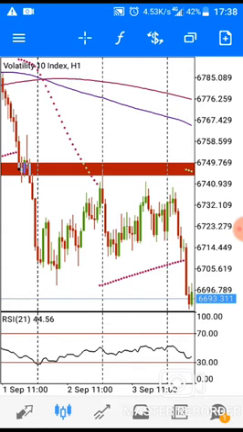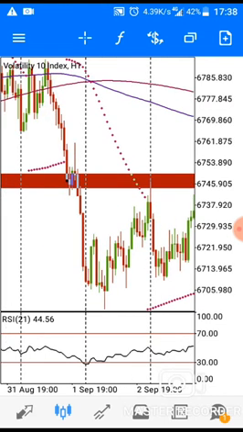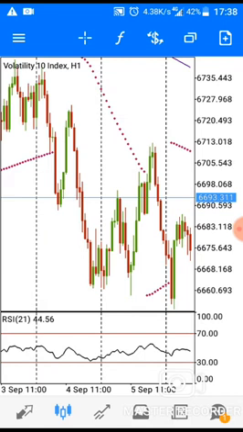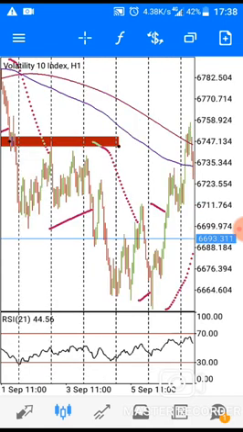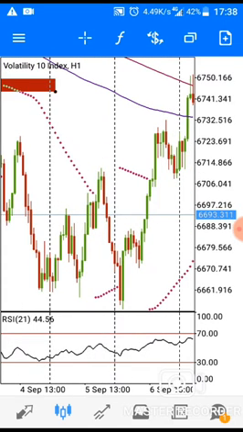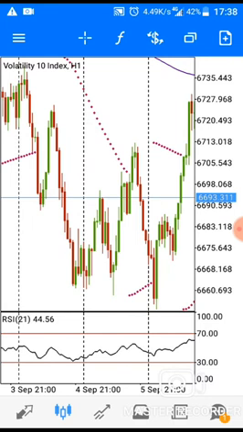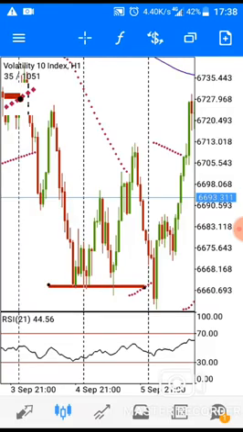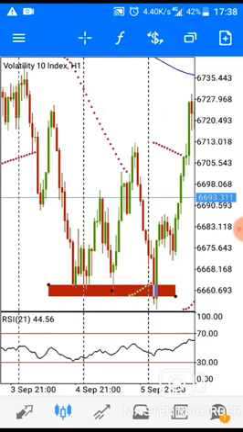So as a pure price action trader, candlesticks are very important. Candlestick patterns are very important. Support and resistance areas are very important. Another case, this one here. You see when this support was formed, the first support has nothing, you cannot trade the first support.